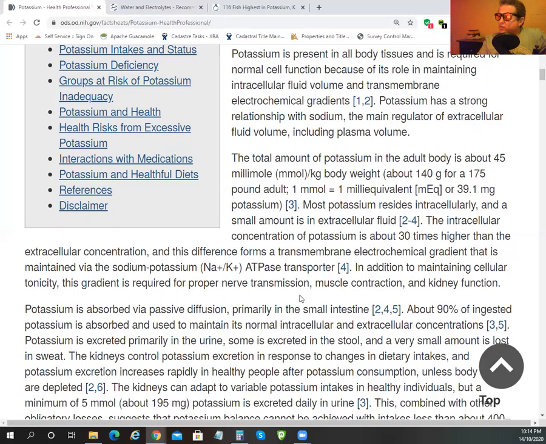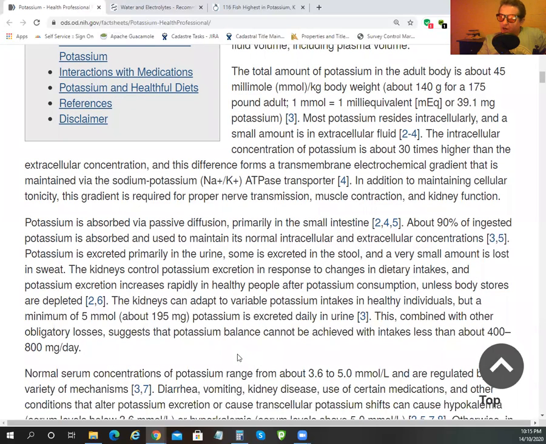It is required for proper nerve transmission, muscle contraction, and kidney function. Now this is the stuff we really want to know. Potassium is absorbed via passive diffusion, primarily in the small intestine, where all the fat and all our easily available energy comes through. Wonderful. And about 90% of ingested potassium is absorbed and used to maintain normal intracellular and extracellular concentrations. So inside the cell and outside the cell in the bloodstream.